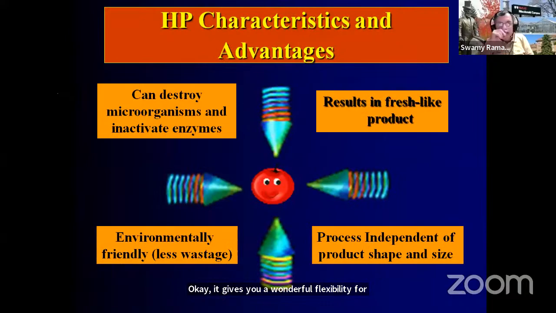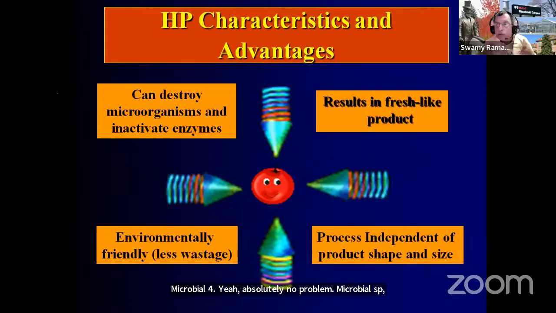So the main advantages and characteristics of high pressure processing. First thing, our objective is to kill microorganisms and then inactivate the enzymes. Yes, it can do it. Especially vegetative bacteria, absolutely no problem. Microbial spores, it's a little difficult, but we can still do it. It's a combination of moderate temperature and high pressure. It can do the same job as thermal processing. We'll see that in a minute.